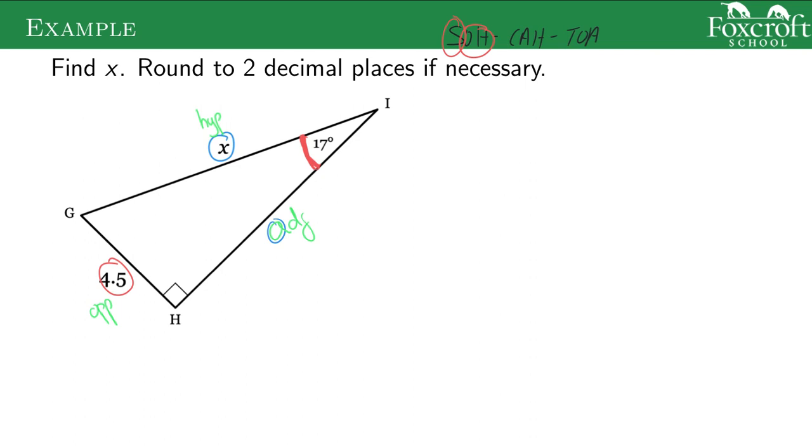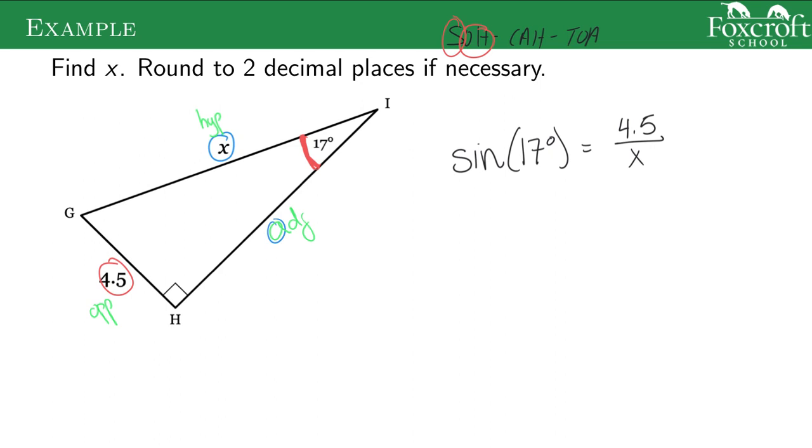Our equation is going to use sine because of the ratio of sides. The angle always goes in the parentheses. So 17 degrees is going to go inside the parentheses of my sine function, and it's equal to the ratio of the opposite side, which is 4.5, over the hypotenuse, which is the thing we don't know, x. There's kind of two options. You could use the calculator early or later. I tend to use it later.